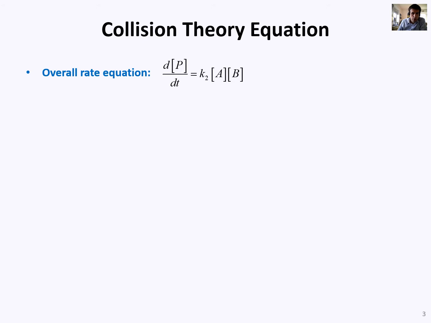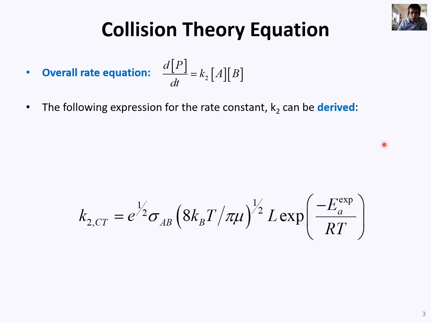So the overall rate equation, just to remind you, is this. And what I'm going to say is, using collision theory, we can derive this relatively horrible looking equation. Okay, now this looks pretty horrible, but I would note to you that there's quite a lot of constants in here, and that's the case for many of these equations that we talk about in these lectures.